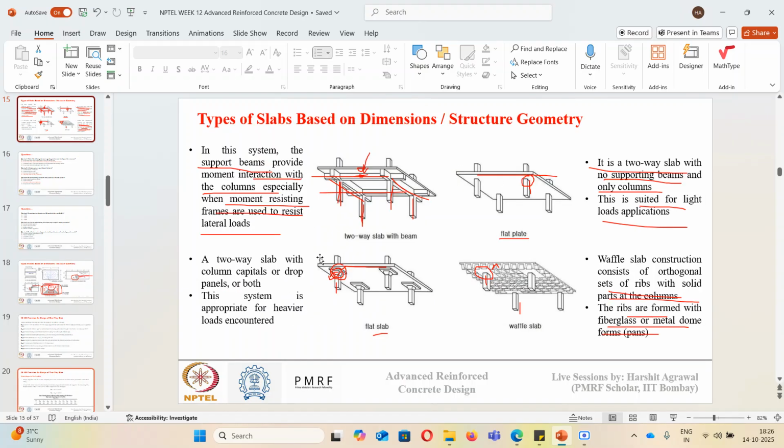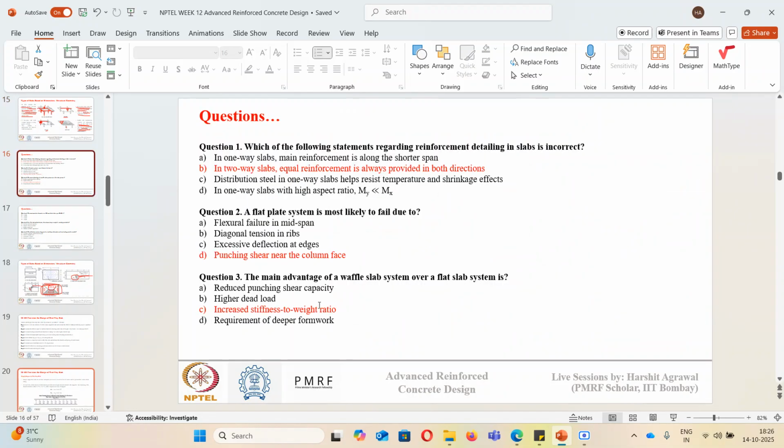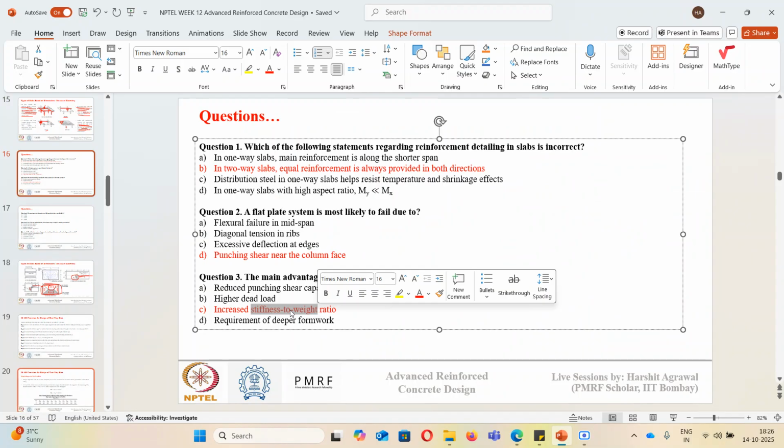Because when we are creating these sections, we are reducing the slab area from lower stress regions and not from higher stress regions. The higher stress region just above the column remains the same. So we are not compromising much on stiffness, but we are effectively reducing the weight. That's why the stiffness to weight ratio has increased, not just a decrease in weight.